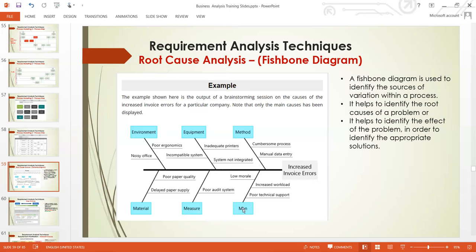Then let's look at the men. Man here means the personnel, the human resources, the quality of human resources they are using. That's what I mean by man here. You see, low morale. Their morale is very low because, for 3 months now, they have not paid them salaries. So they have low morale, they are not happy.